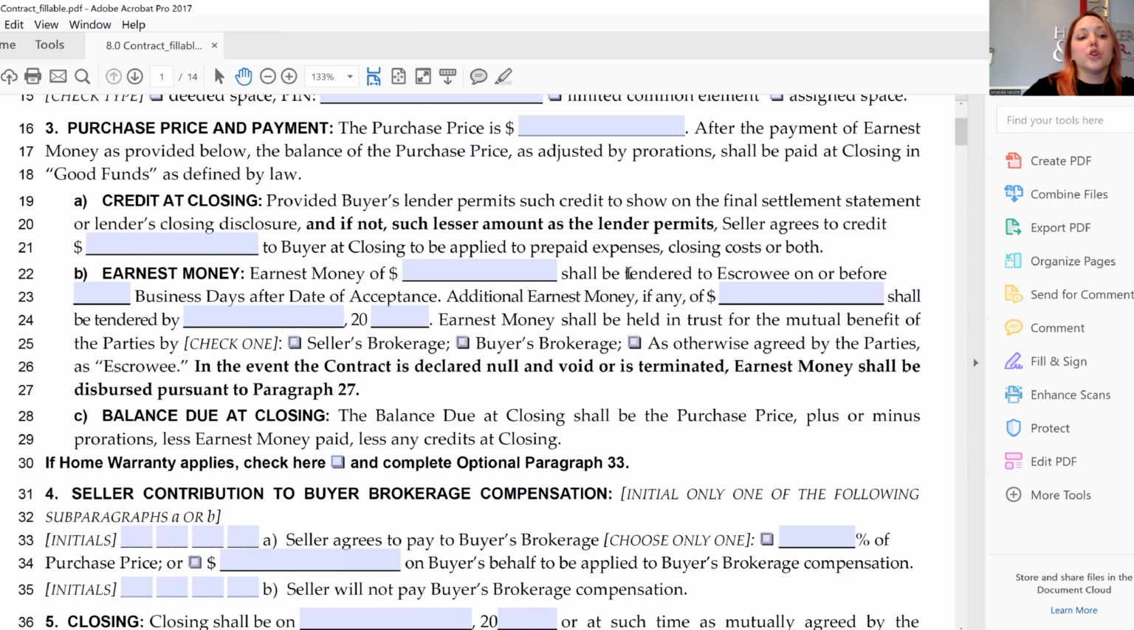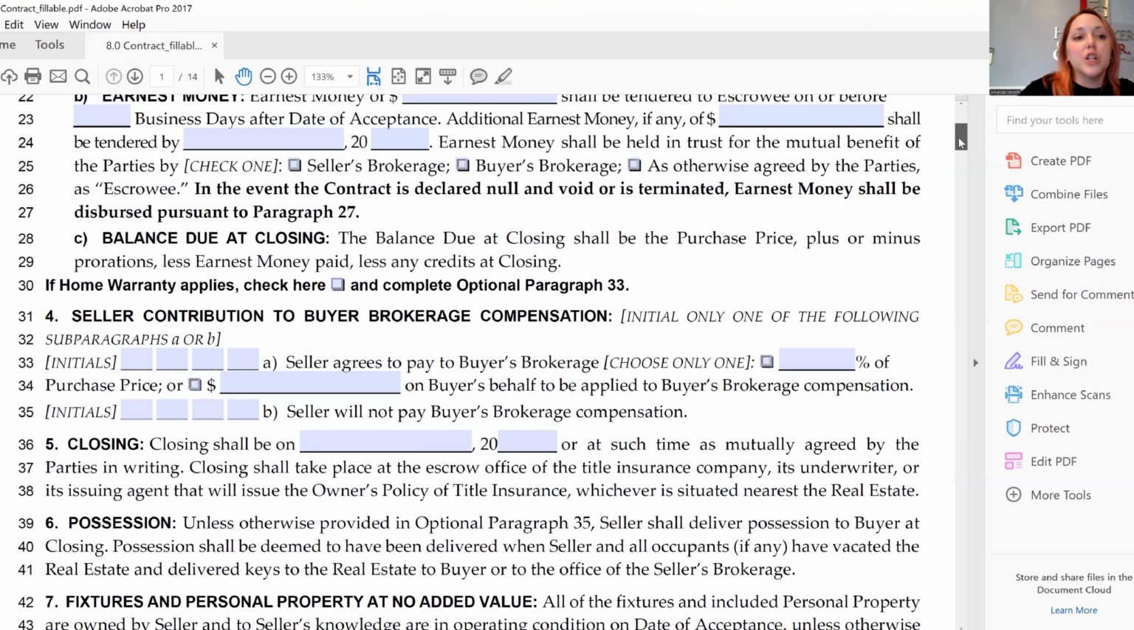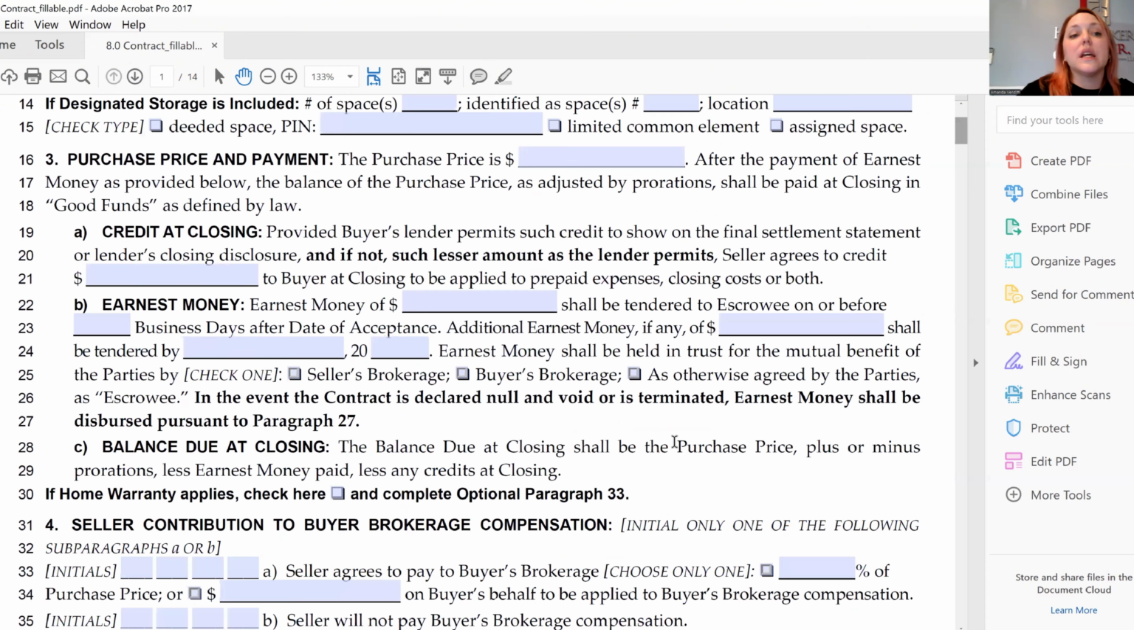Then in line 30, you're going to see if the home warranty applies, and you would check there. And then the additional information on that is in paragraph 33. The whole point of this first page is that when your seller is looking to see which offer they want to take, they're looking here and they're like, I can see the purchase price, I can see the closing cost credit, how much they're willing to give in earnest money, and if they want a home warranty or not. So it makes it much easier to compare and contrast different offers because everything is in one spot.